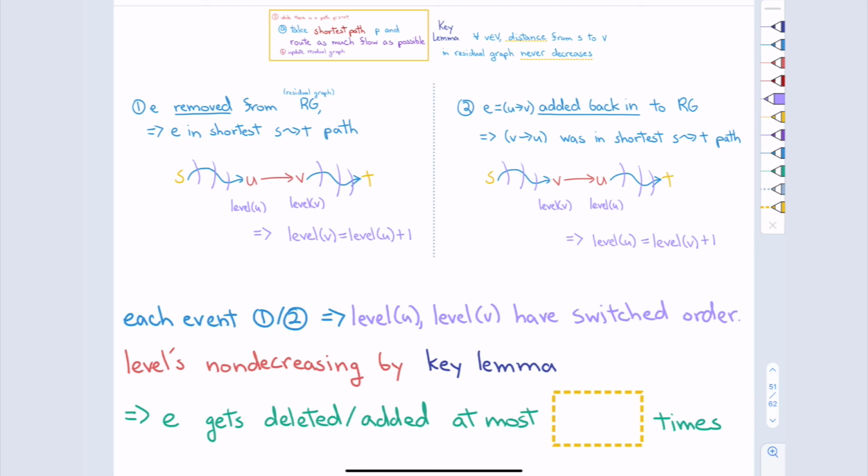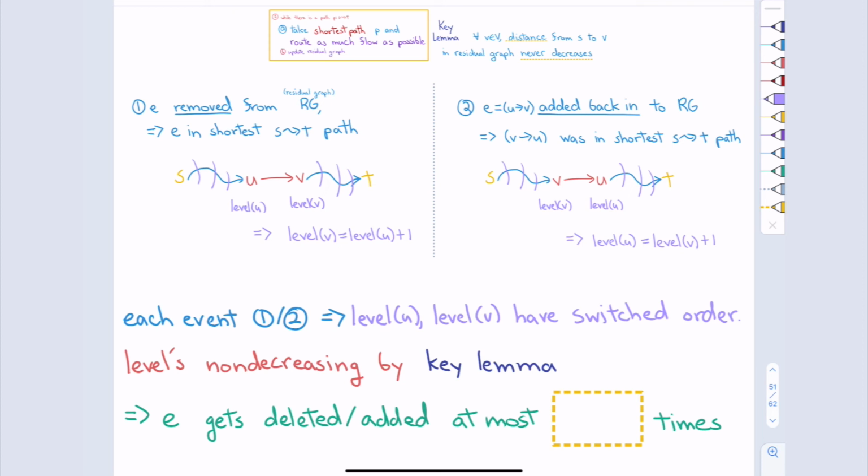What's the maximum number of edges in a path? The total number of edges. Yeah, it could be M, or because it's a path, the number of vertices minus 1. Okay, so U can only be at most n minus 1 hops away. V can only be at most n minus 1 hops away. So whenever an edge gets deleted and added, you know that there's some progress being made.